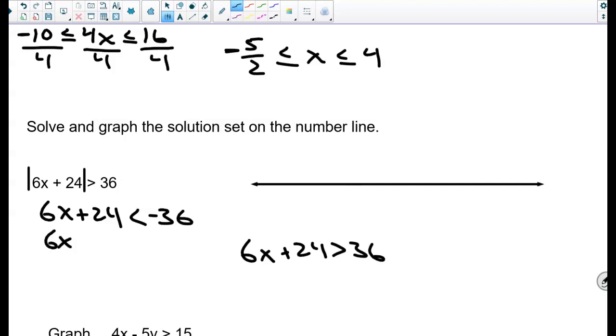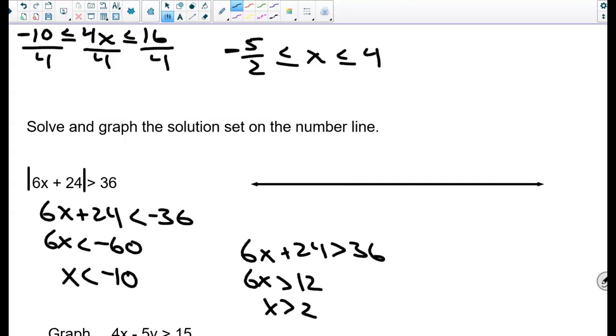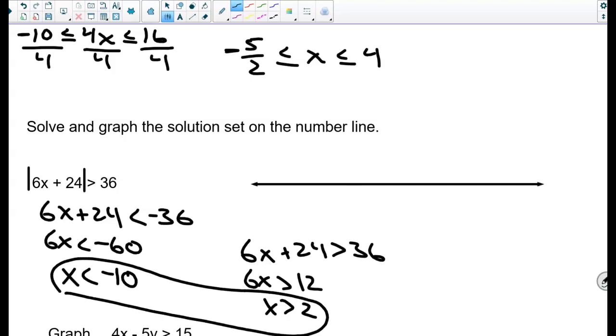We subtract 24 on both sides and we get negative 60. We divide by 6 and we get negative 10. We subtract 24 on both sides and we get 12. We divide by 6 and we get 2. This is our answer. Negative 10, 0, 2. Open dot on the negative 10 going to the left. Open dot on the 2 and we're going to the right. There's our answer.